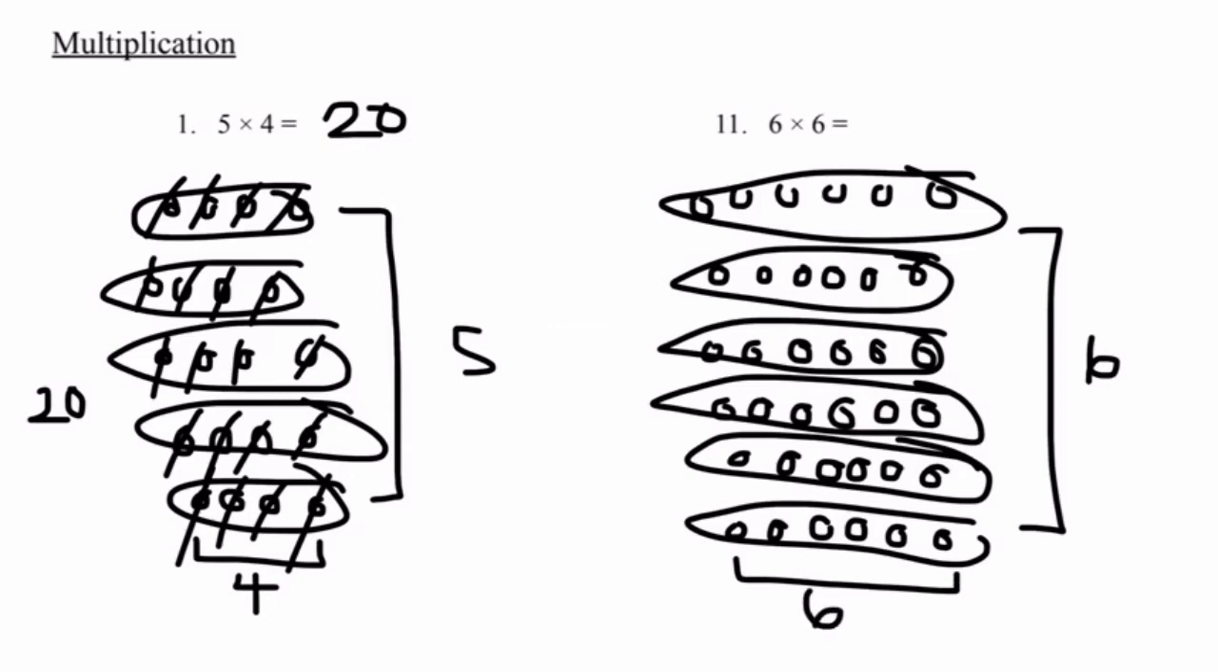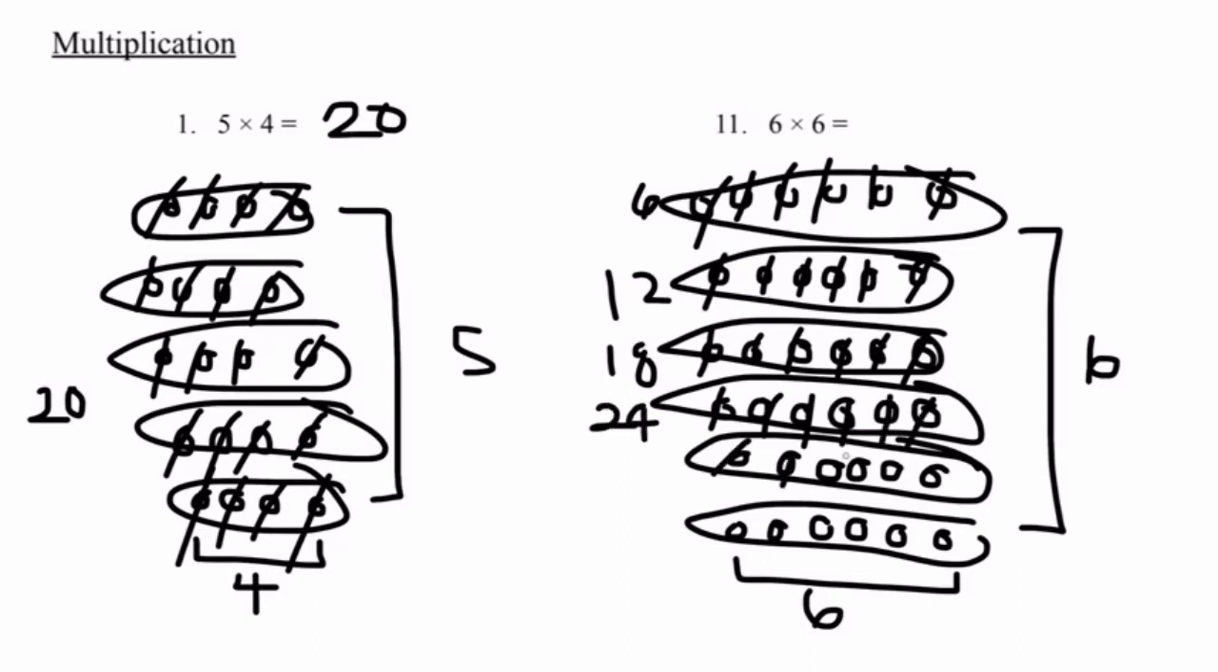Now, let's add to find our final answer. 1, 2, 3, all the way up to 36. We now have a total of 36. 6 groups of 6, or 6 times 6, should be equal to 36.